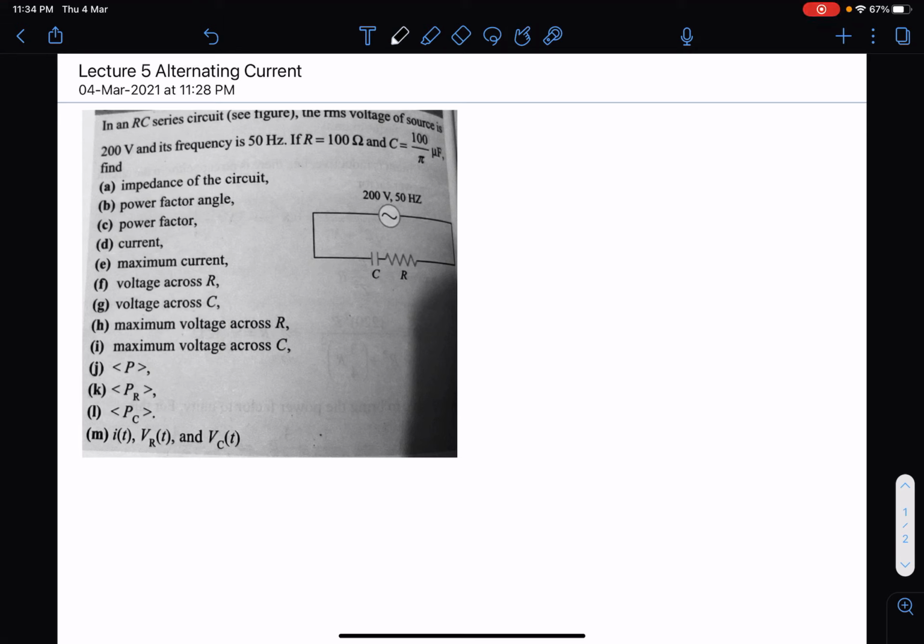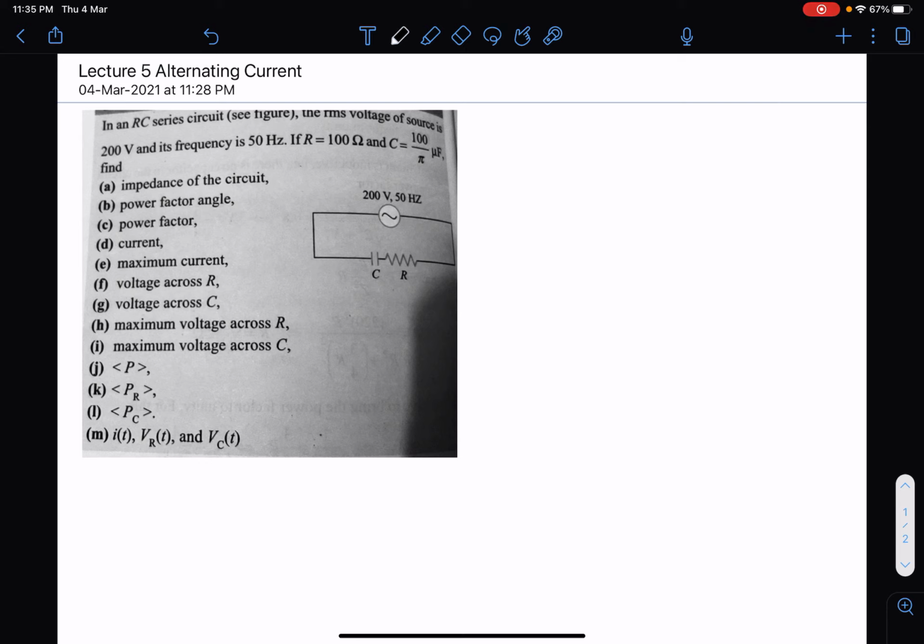Hello everyone. Again today we are back with another very interesting problem from this series of alternating current. In this problem, an RC circuit is given, where both resistance and capacitor are connected in series, and it is connected with a 200 volt source, and the frequency is given as 50 hertz. There are many parts here.